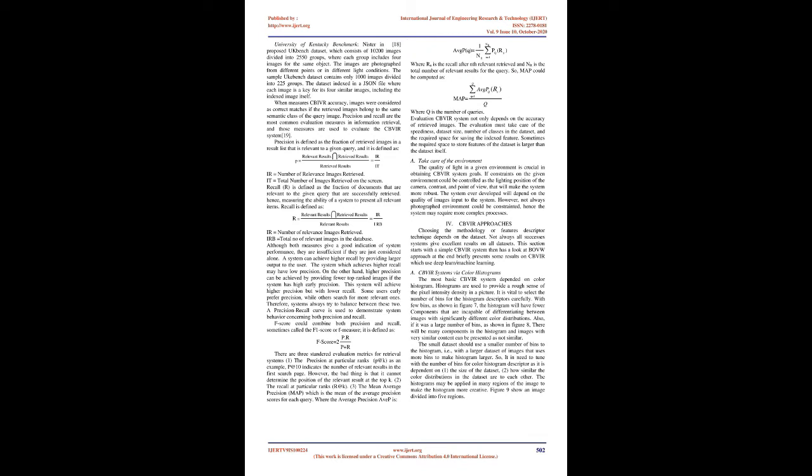On the other hand, higher precision can be achieved by providing fewer top-ranked images if the system has high early precision. This system will achieve higher precision but with lower recall. Some users prefer precision, while others search for more relevant ones. Therefore, systems always try to balance between these two.